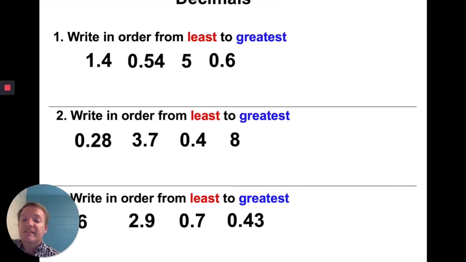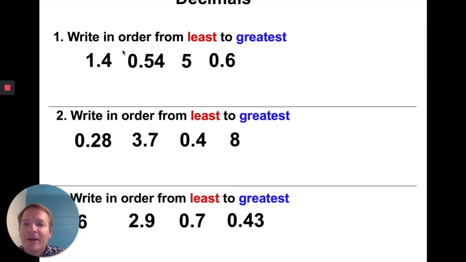Now, this is something you can practice at home. Don't forget that sometimes they're going to trick you, and they are going to put a whole number next to the decimal point, like 1.4. That changes the whole thing, because if it's got a whole number in front of it, that makes it a bigger number. So we're doing least to greatest here. I have 1.4, 0.54, 5, and 0.6. Which is my smallest number here?